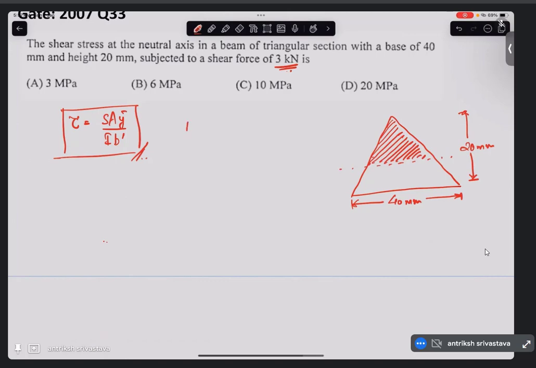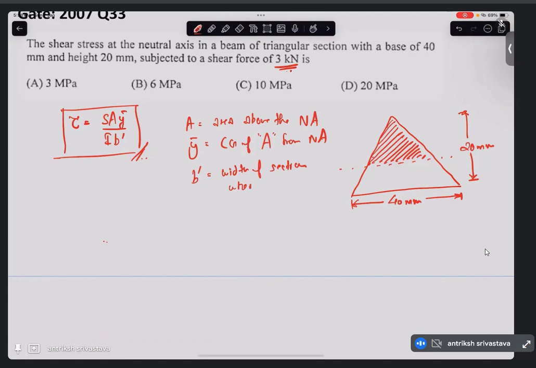Y bar, so area about the neutral axis. Y bar is the CG of the area from the neutral axis. B dash is the width of the section where you want the stress, and I is nothing but the moment of inertia, MOI, about the neutral axis.